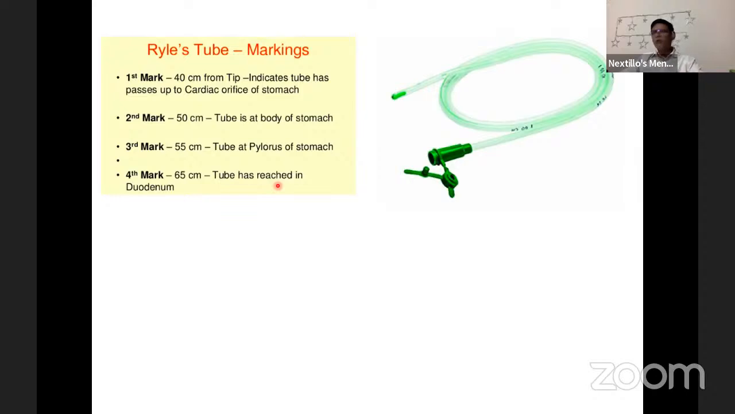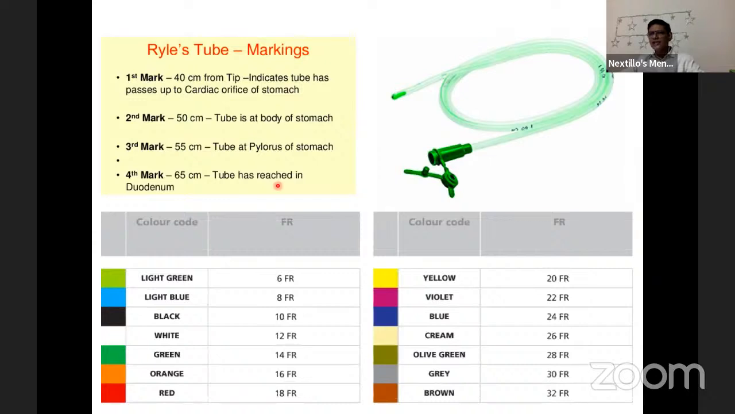Now, this Ryle's tube, or for that matter any type of such instruments, comes in different shapes and sizes and colors. Different packings and colors are there. These colors are going to denote the size. The most important to remember is, starting from green and going up to violet: green is 14 French gauge, orange 16 FR, red 18 FR. The size is increasing. Yellow is 20 and violet is 22.